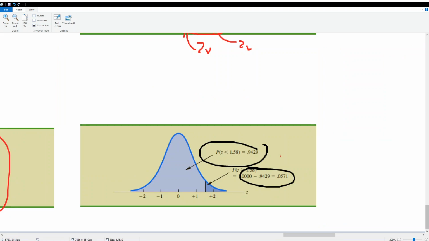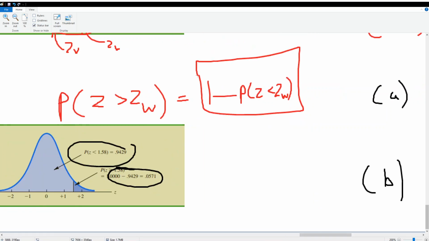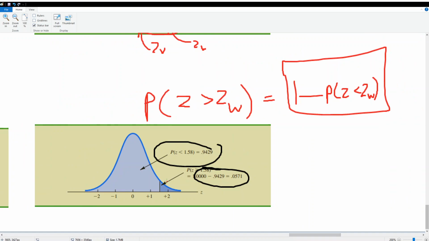Now here I want to show you the complement law. The complement law, P of Z is greater than ZW, is equal to 1 minus P of Z is less than ZW. That's the complement law. You need to write this down. So how do we do that? Easy. So in this example, I'm asking you, what are the chances of being above 1.58? Well, if we get the chances of being below 1.58 and subtract that from 1, that'll give us the chances of being above 1.58.